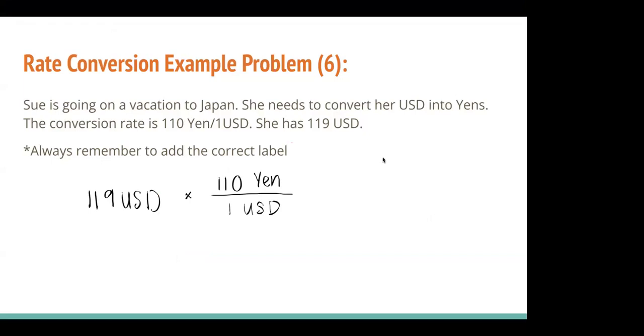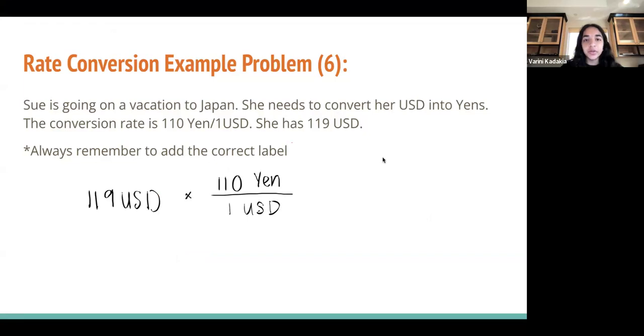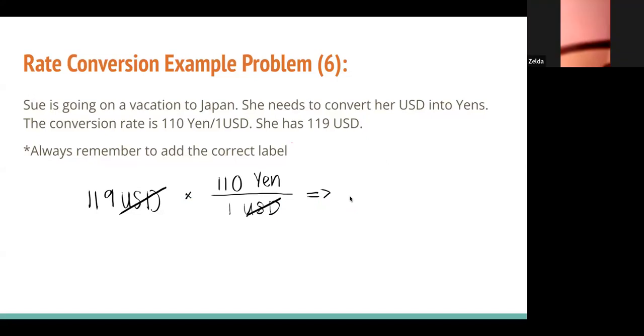Okay. So what I was saying is that there are two ways you can do it. One way is you can treat your units like numbers. If you have 119 US dollars and you multiply by 110 yen over 1 US dollar, you can cancel the US dollars, and then you can just multiply across. Does that make sense to everyone?